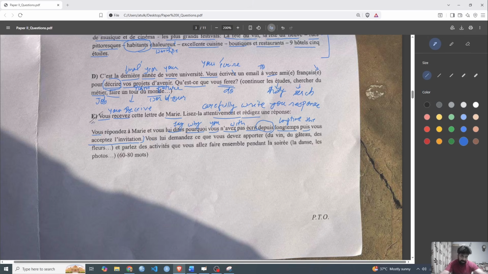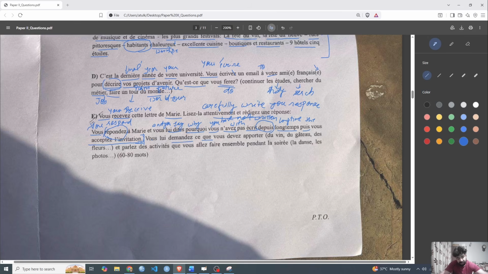So let me read it one more time. It says vous répondez. So respond means respond. You have to respond to Mary and you say pourquoi vous ne lui avez pas écrit depuis longtemps. So why you have not written? Why you have not written? It is ne pas with a long time. So that's why you have not written, because it's a tree also. So why you have not written for a long time? Okay, so you have not written. So I suppose Mary is your friend, because you have not written to her for a very long time, and this is asking you to tell her why you have not written for a long time. And then you have to accept some invitation which she is sending. She can also be your cousin. Let's read further. Vous lui demandez. So you are asking.